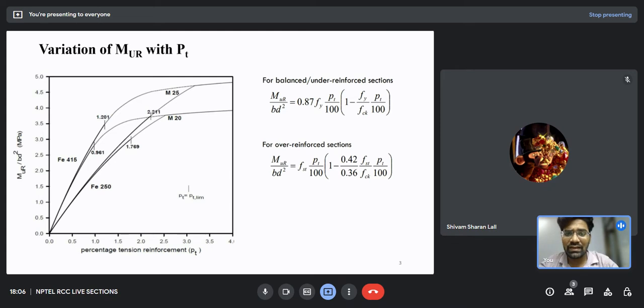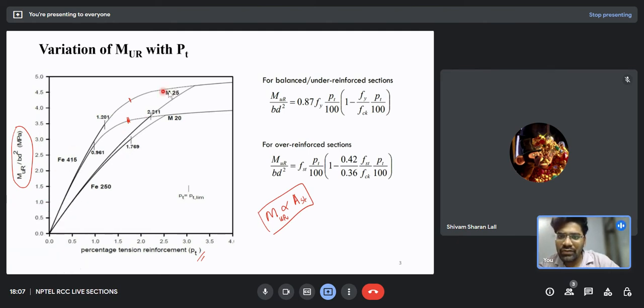Okay, so I told you that the limiting moment of resistance of a beam is directly proportional to the amount of reinforcement provided inside it. Here I have shown you a graph between the limiting moment of resistance by bd square and the percentage of steel provided inside it. So please try to understand this graph. Here I have Fe415 in combination with M25 and Fe415 in combination with M20.